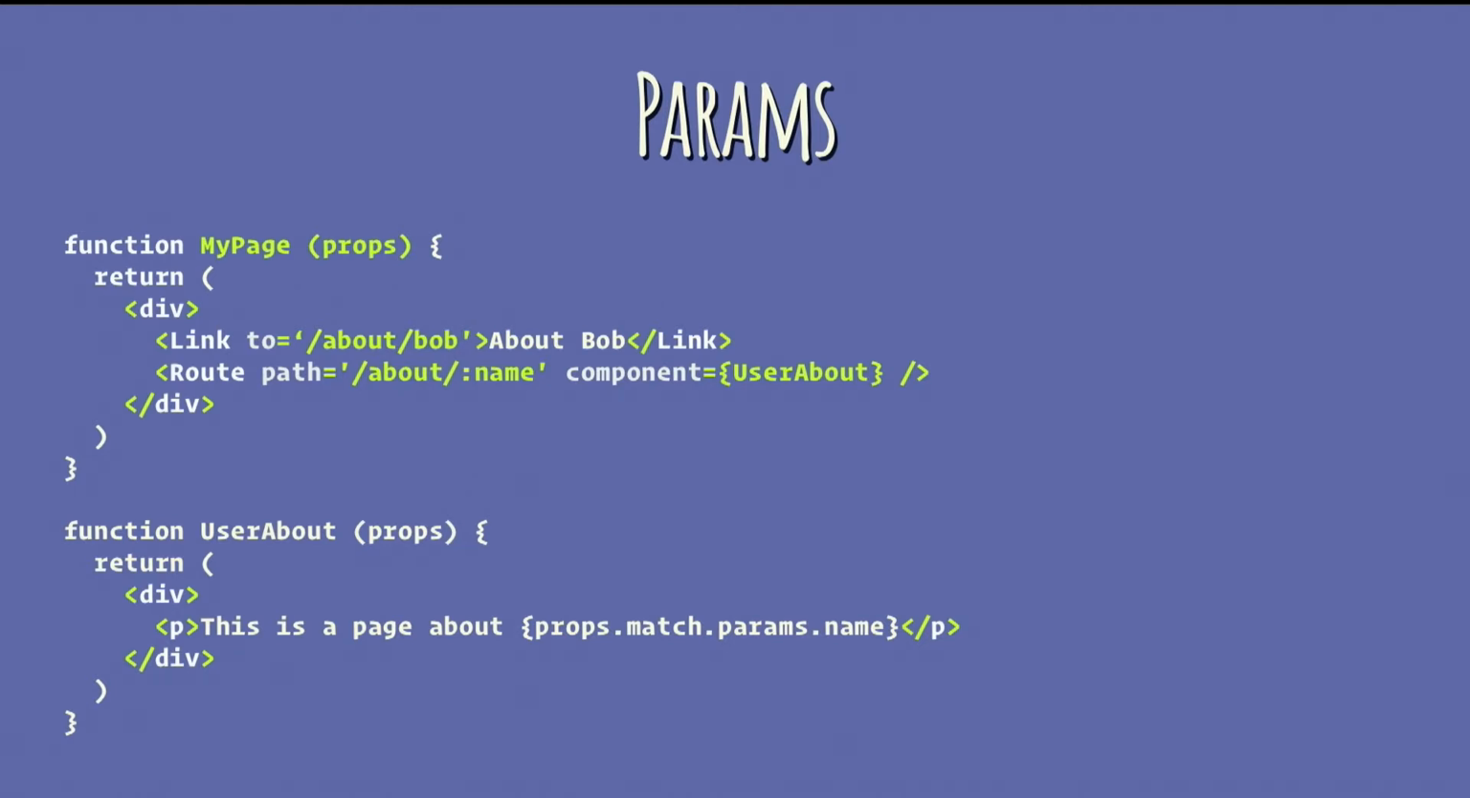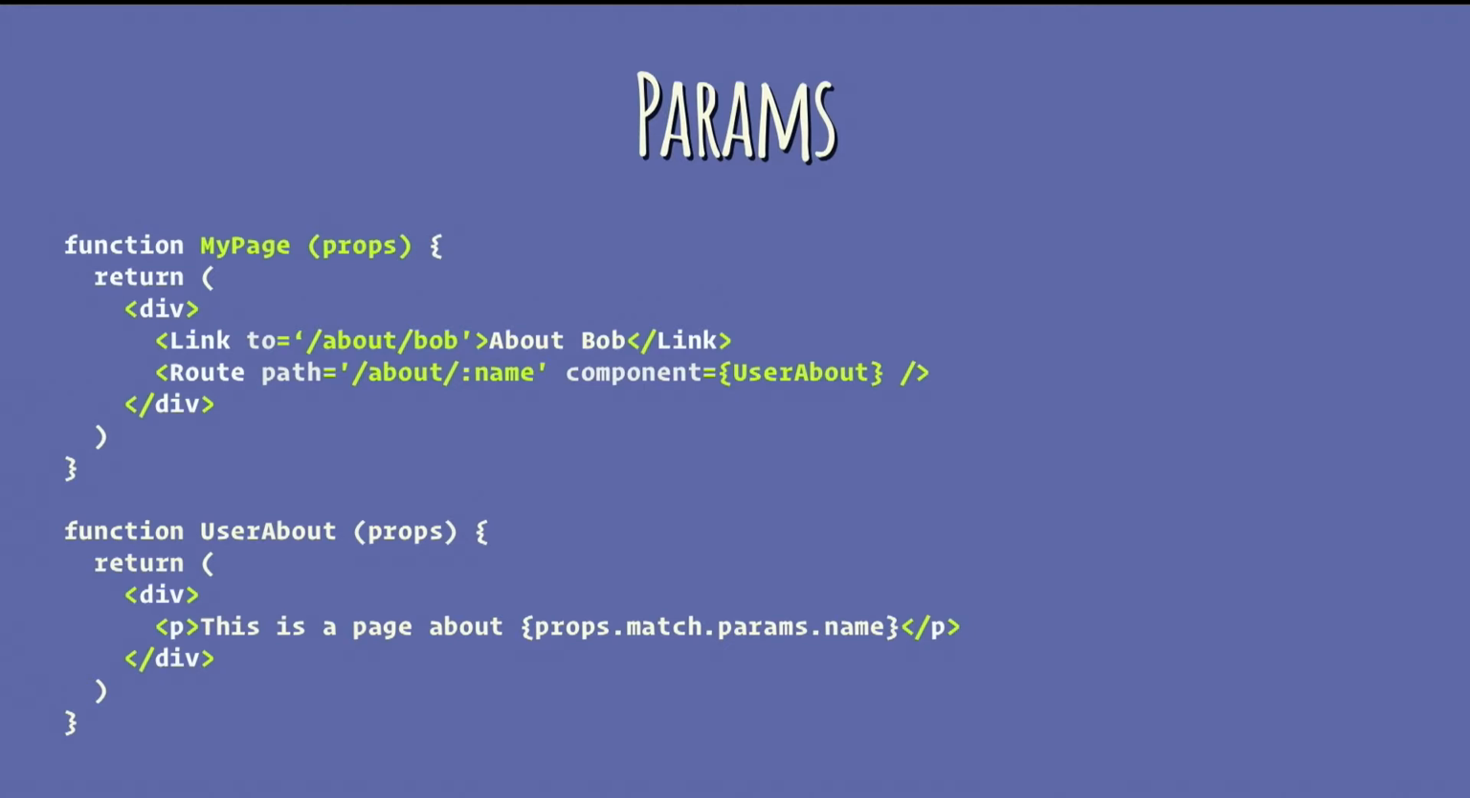So in this case, we ended up at user about through a route, but that route had a param in it called name. So if we need to find out what the value of that was, we can get to it through props.match.params, whatever the param was called, which in this case is name. So this will say this is a page about Bob, assuming you clicked that link to get to it. We'll see examples.